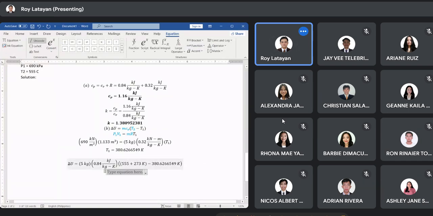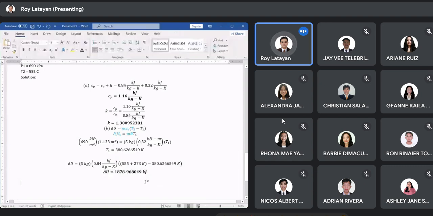So our delta U, kilojoule. So cancel yung Kelvin, cancel yung kilogram. So here is our delta U. And then going back to delta.